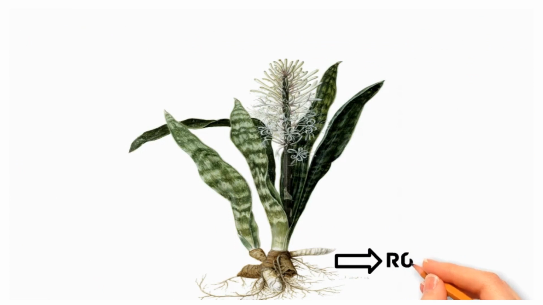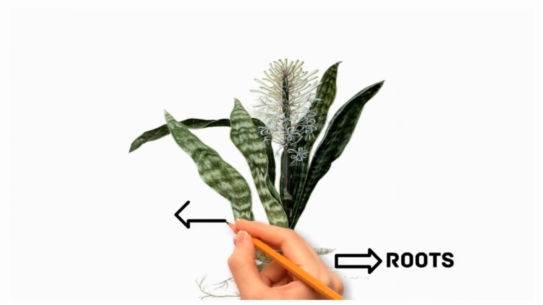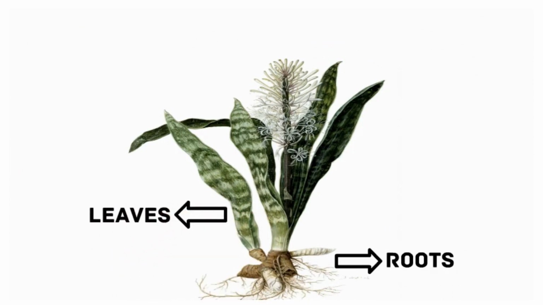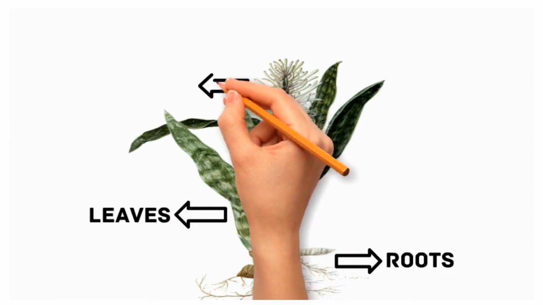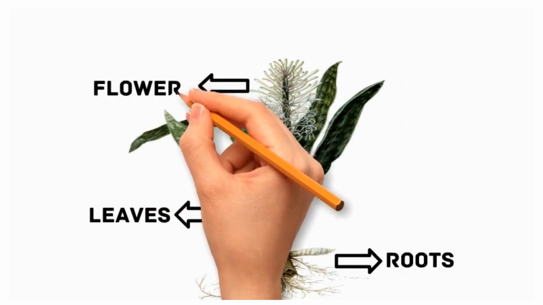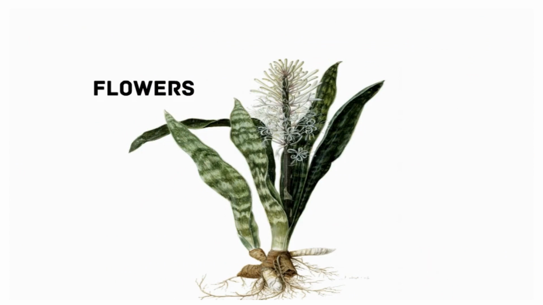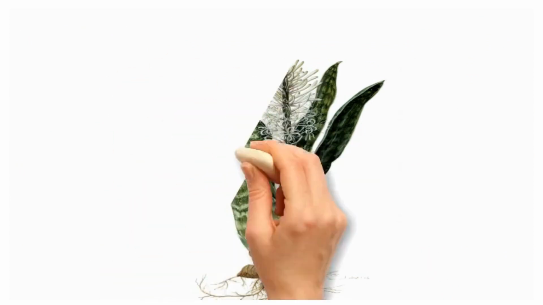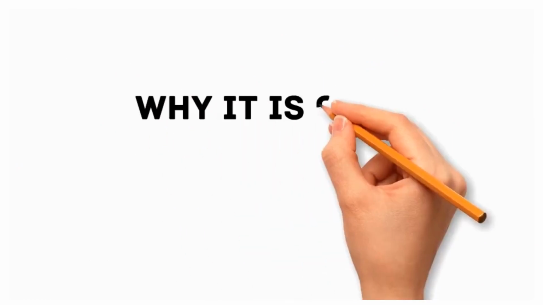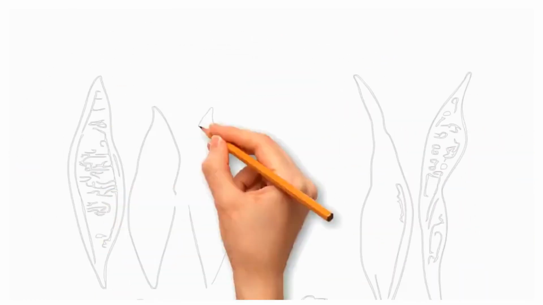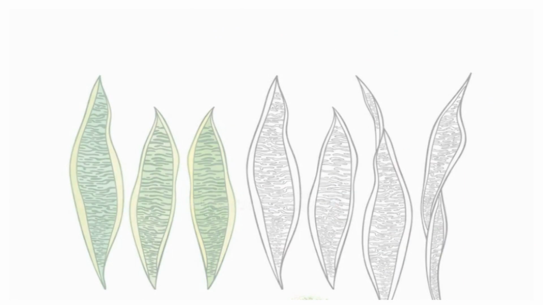It has a rhizomatous root system, which helps the plant to tolerate periods of drought. Their leaves are flat, sword-shaped, have a leathery texture, and are usually dark green with variegated patterns. It produces small, tubular, greenish-white flowers on a long stalk. Flowering is relatively rare and snake plant has no stem. Why is it called snake plant? The look of its leaves is the origin of its common name, which resembles the skin of a snake.